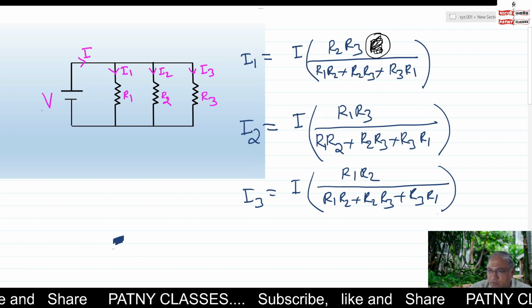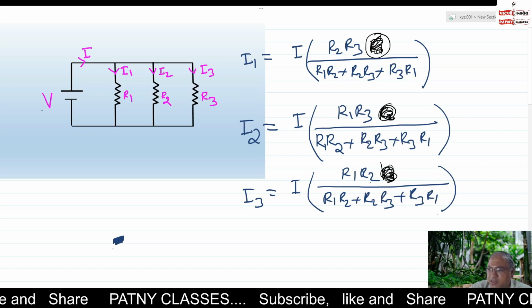Similarly, when you want to find out I2, what is not present? R2 is not present. Only R1 and R3 are present. And while finding out I3, here R3 is absent. Only R1, R2 are present in the numerator. This way, we can easily find out the division of current in parallel circuits.